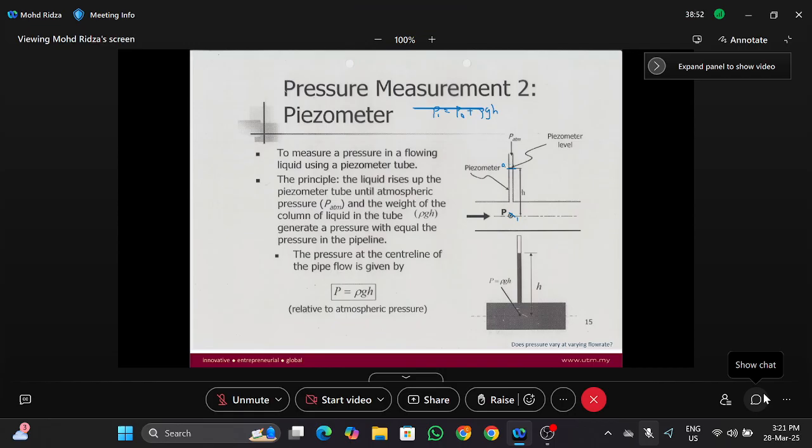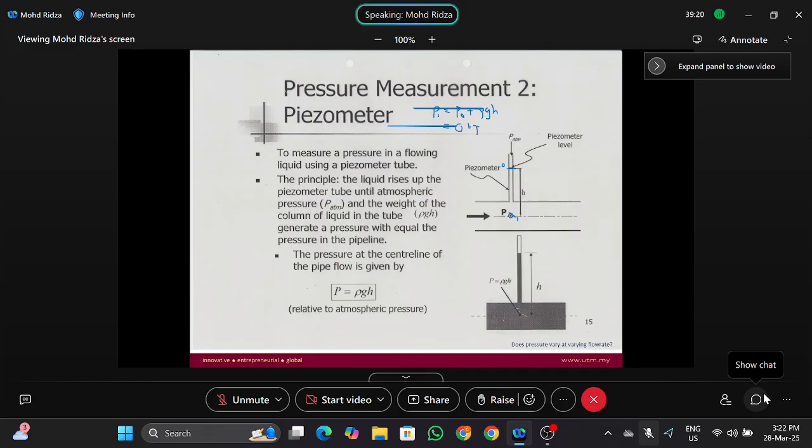Now, when we deal with pipes, if you remember, we have absolute pressure, which is the real value. Atmospheric pressure is 101.3. That is absolute. And then we have gauge pressure. So when we deal with pipes, we use gauge pressure. Gauge pressure for atmospheric pressure is 0. So you will have 0 plus rho.